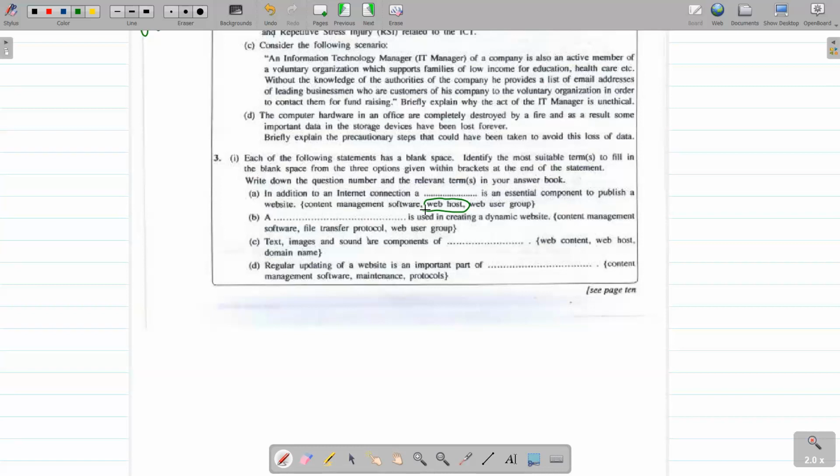And for part B, blank is used to create dynamic websites. Yes, definitely a CMS, content management software. All right. And text, images, and sounds are components of a website or web content.